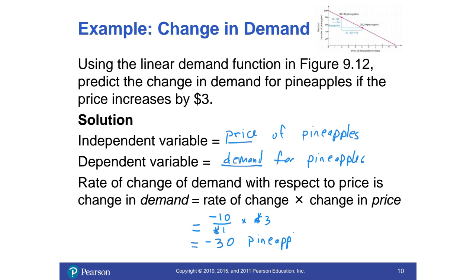In other words, if they raise their price by $3, they're going to sell 30 fewer pineapples. That's what the negative sign tells us. They're going to sell -30 pineapples, or 30 fewer pineapples than they would if they didn't raise their price by $3.